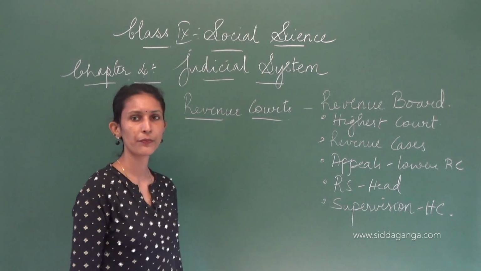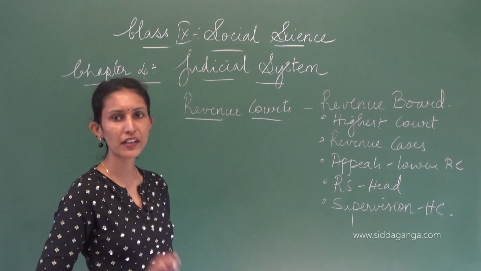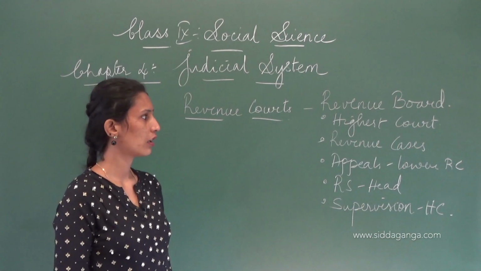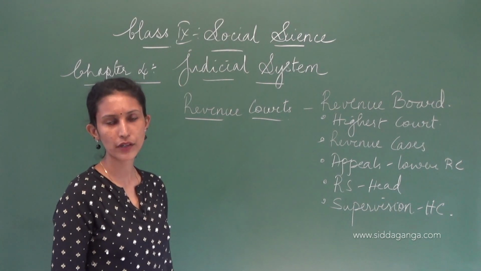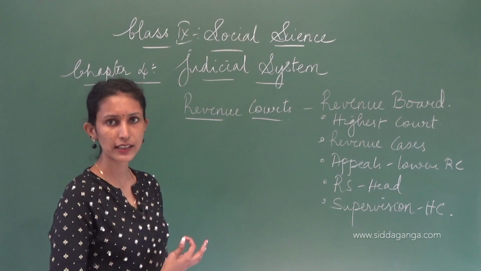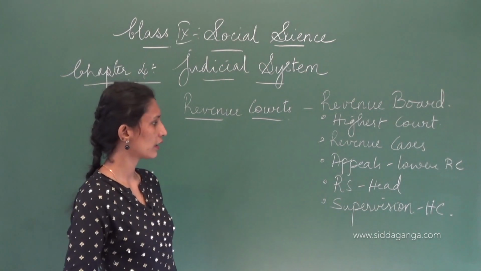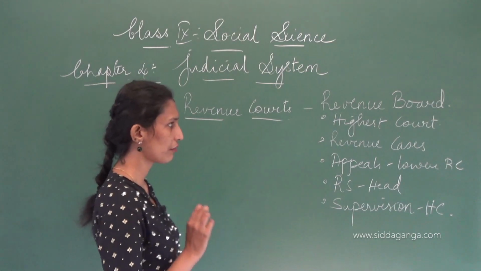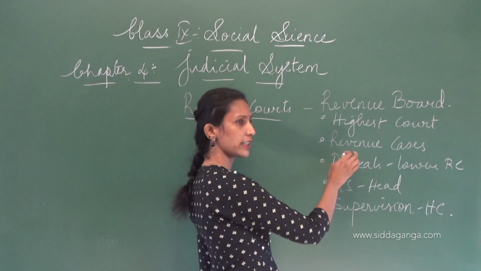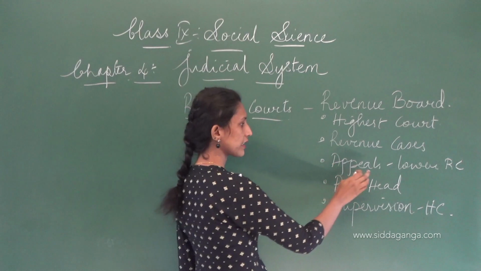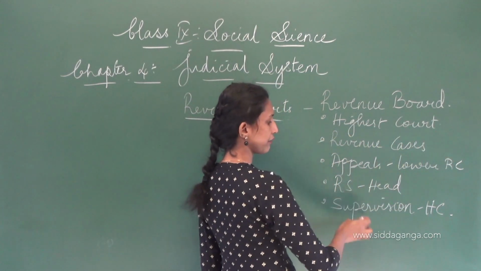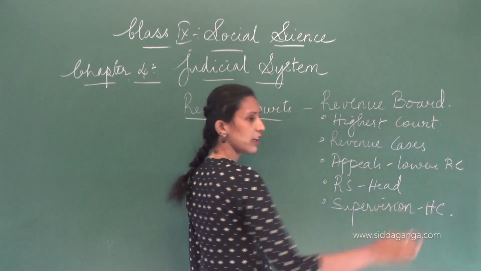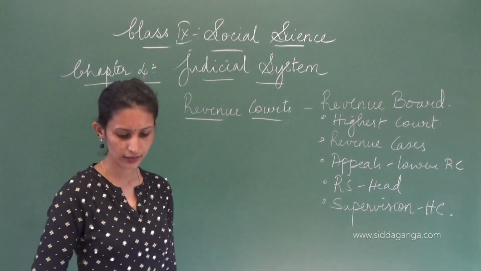If they ask you to explain about the Revenue Board, or which is the highest court among the revenue courts, you have your answers here. All 5 points are laid down. The Revenue Board is the highest court. It deals with revenue cases. It takes appeals from the lower revenue courts. The Revenue Secretary is its head and it functions under the supervision of the High Court. Simple as that.